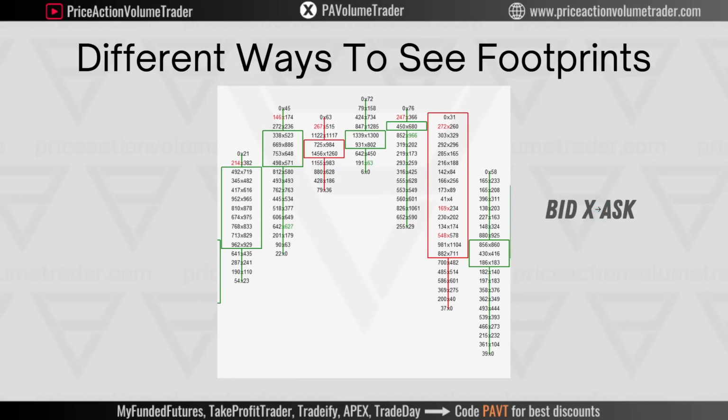Now there's different ways to see footprints. I'm just going to show you, your trading platforms are going to have different ways that you're going to be able to customize them. The most classic, like we talked about, is the bid by ask. So we have all the aggressive executed sells on the left and the aggressive executed buys on the right.